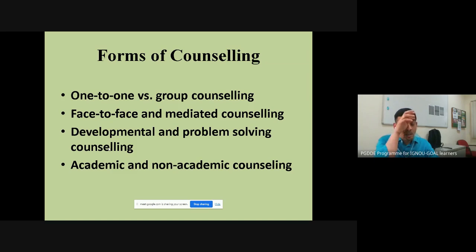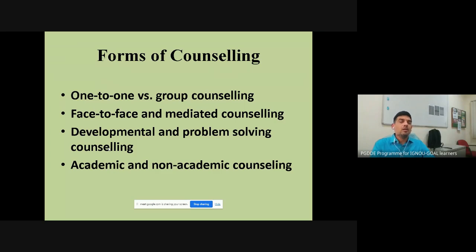Okay, then developmental and problem solving. When we are talking about developmental counseling, then definitely we are talking about the courses and the programs, and the kind of academic content that we have given to our learners, and if they have any problems, or if they would like to pursue any higher education programs further, then we refer to it as developmental counseling.